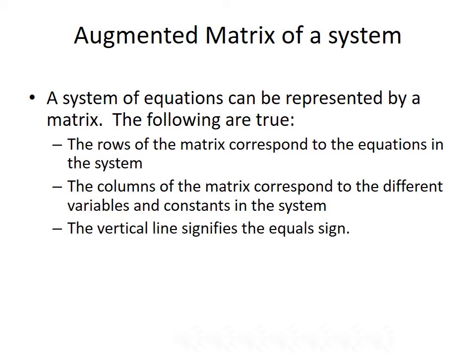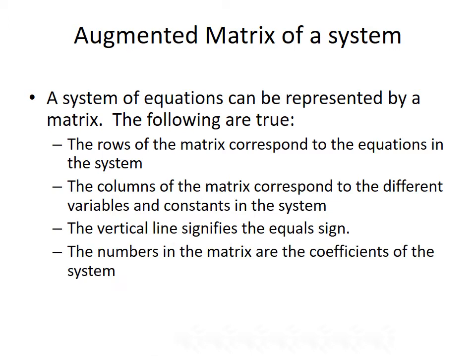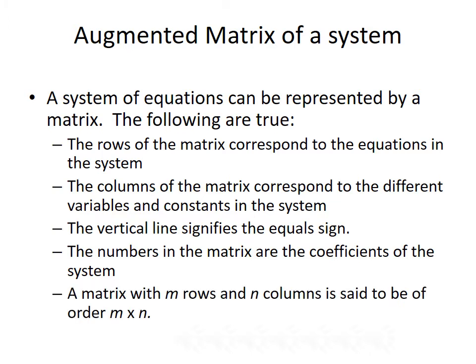The vertical line in our augmented matrix represents the equal sign. The numbers that are present in the matrix are the coefficients of the system, so we won't see any x's or y's in the matrix, just their coefficients. And a matrix that has m rows and n columns is said to be of order m by n.